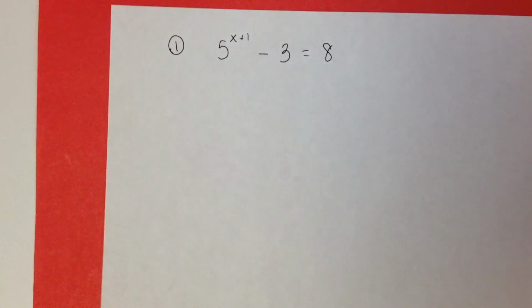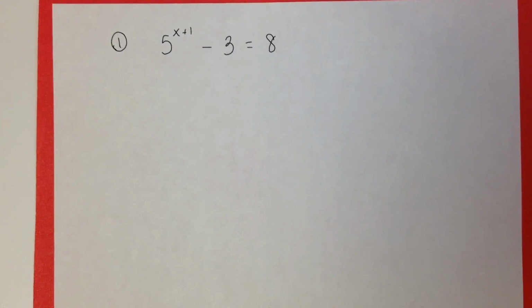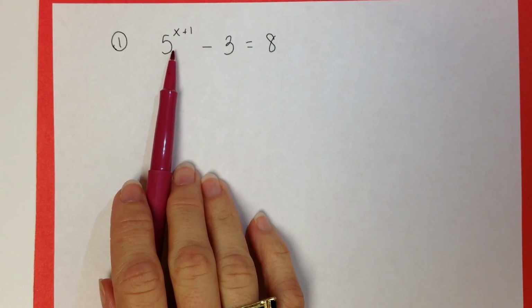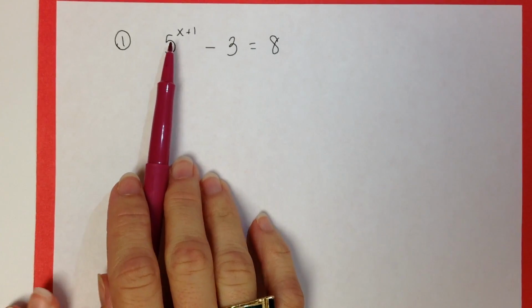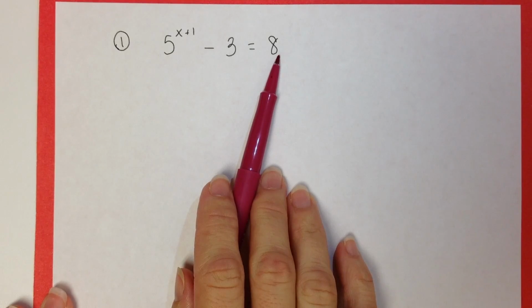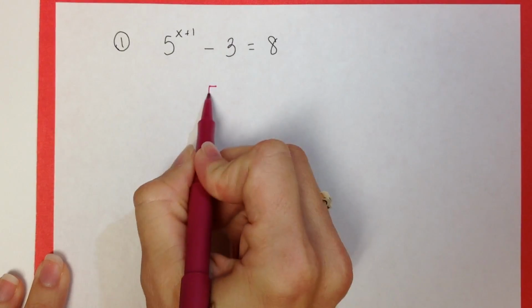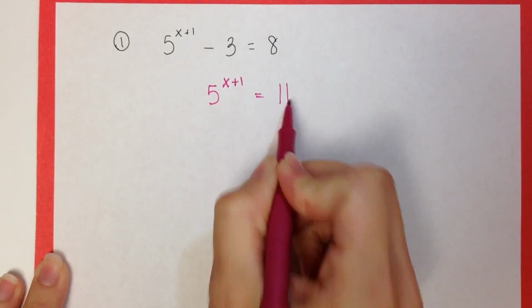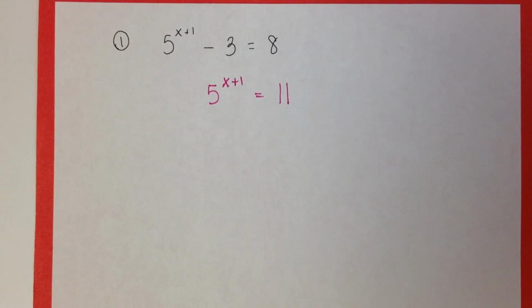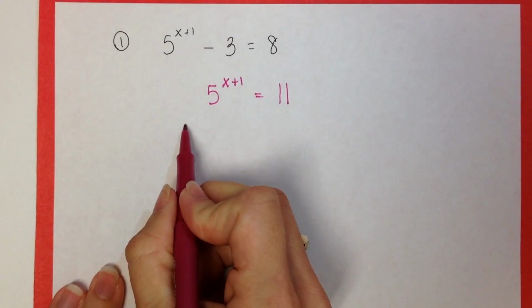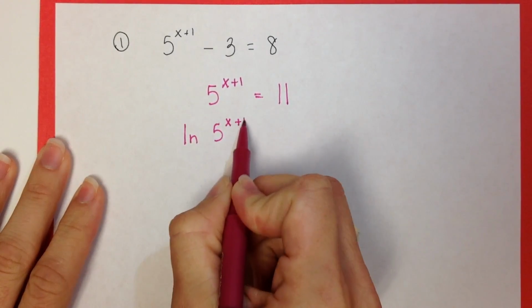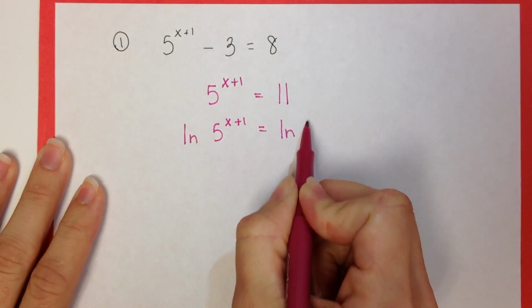Alright, so the first one. Alright, so step 1 was to get the exponential by itself. The exponential is going to be wherever you've got your variable in your exponent. So the first thing I would need to do here is add 3 to each side. Okay, so now take the natural log of both sides. So just put ln in front of what you have on each side.